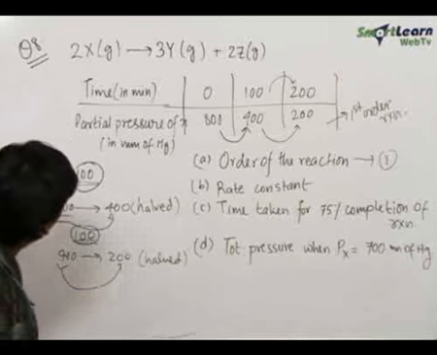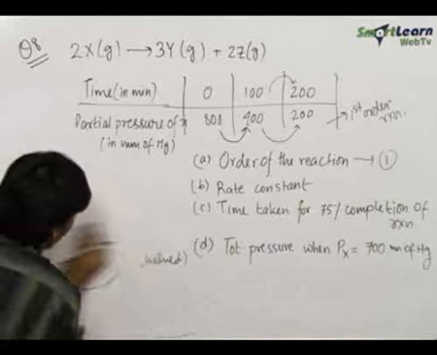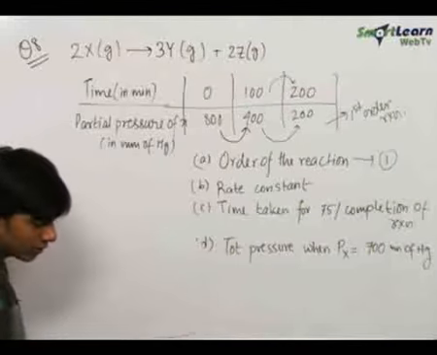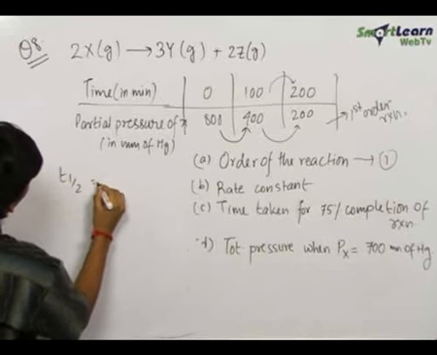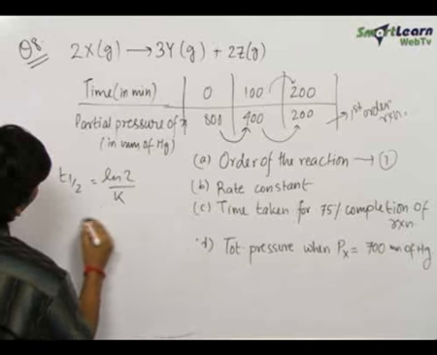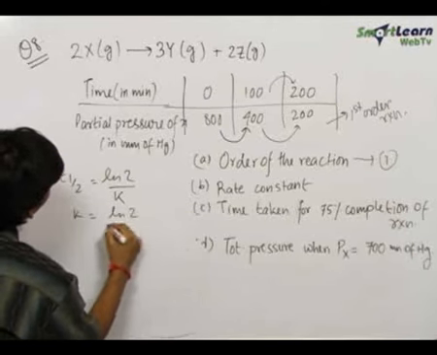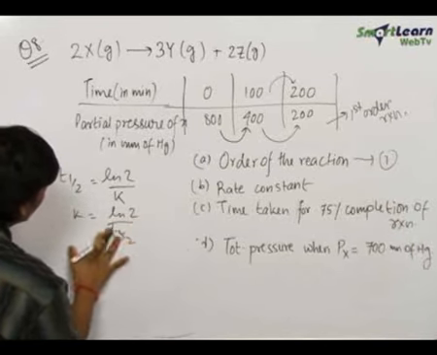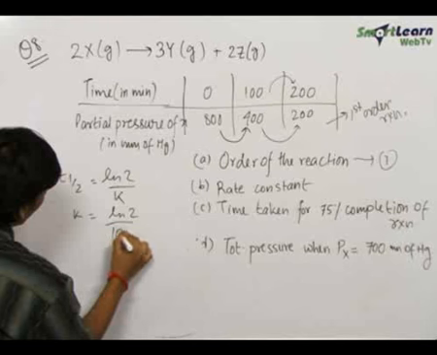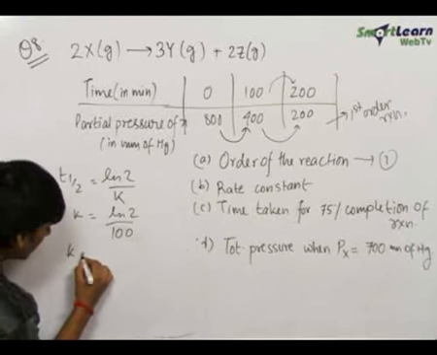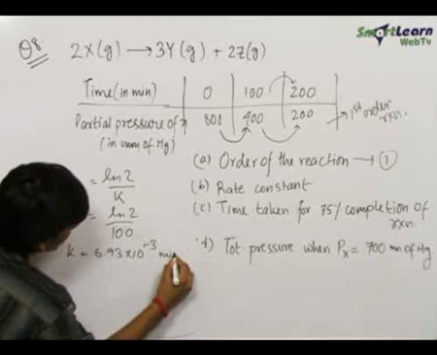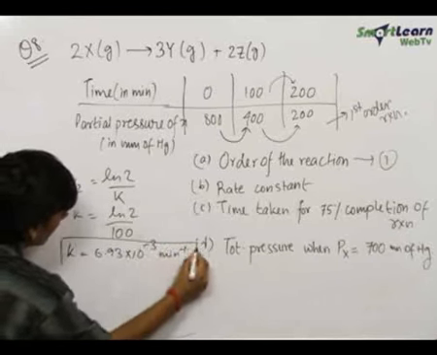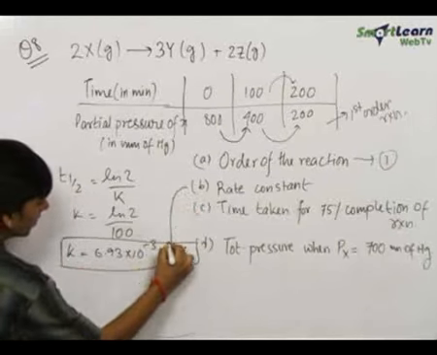Now, we need to find out the rate constant. Now, we know that for a first order reaction, T half is equal to ln 2 upon K. Therefore, K is equal to ln 2 upon T half, that is equal to 100 minutes in this case. So, we get the value of K to be equal to 6.93 into 10 raised to minus 3 minute inverse. So, this is our answer for the part B.